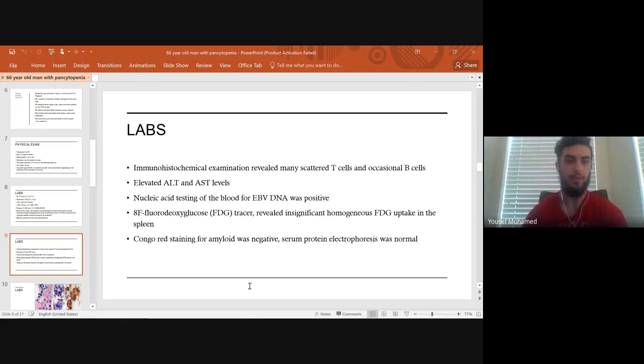So the immunohistochemical examination revealed many scattered T cells and occasional B cells, with elevated ALT and AST levels. Nucleic acid testing of the blood for Epstein-Barr virus DNA was positive. FDG tracer revealed insignificant homogeneous FDG uptake in the spleen. Congo red staining for amyloid was negative. Serum protein electrophoresis was normal.